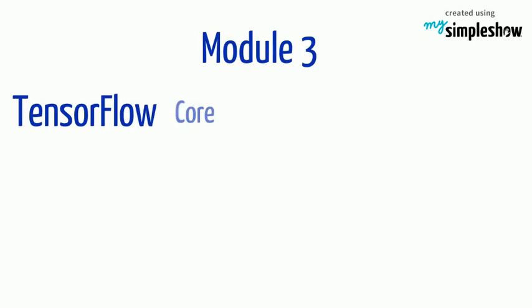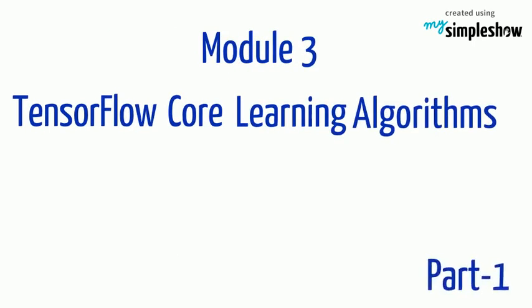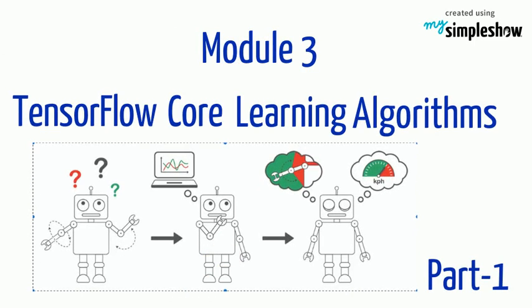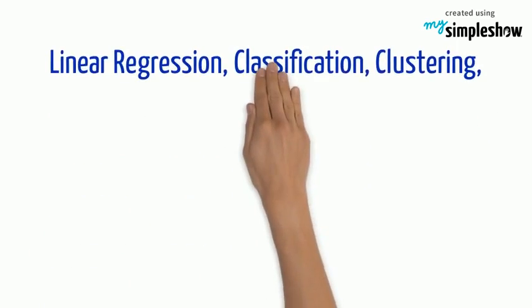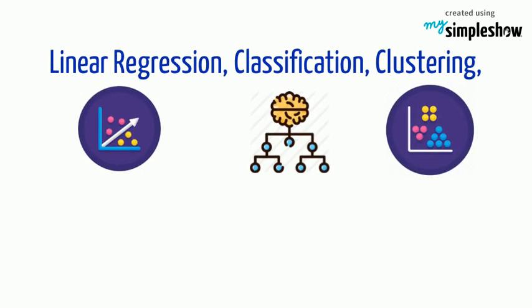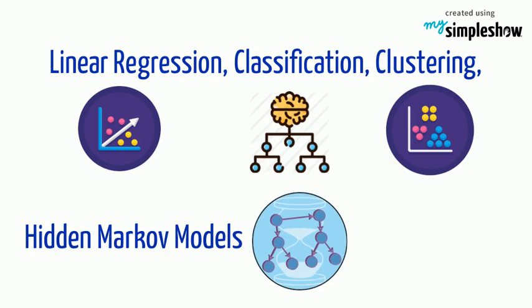Module 3, TensorFlow Core Learning Algorithms. Today, we will walk through 4 fundamental machine learning algorithms. The algorithms we will focus on include linear regression, classification, clustering, and hidden Markov models. These 4 are core machine learning algorithms we will learn in this module.